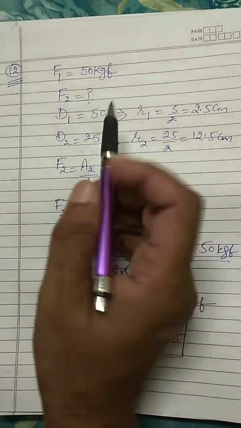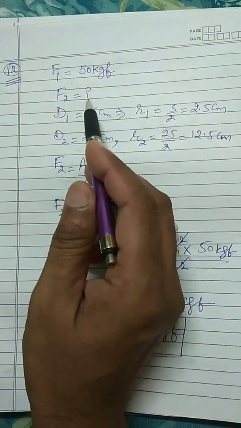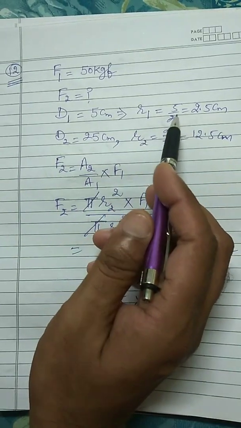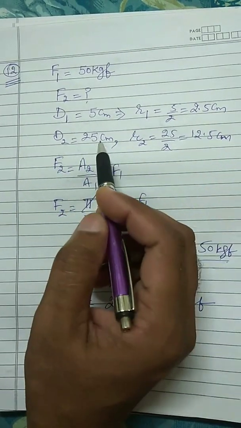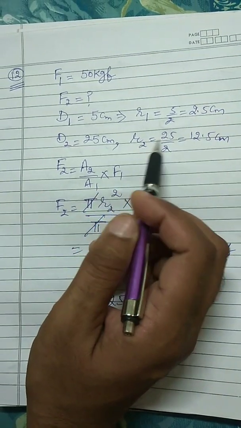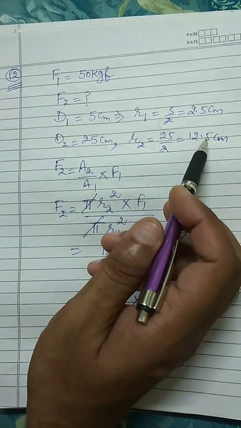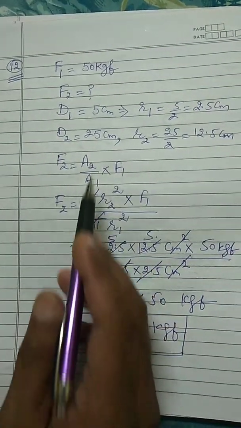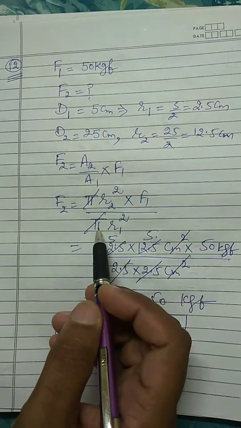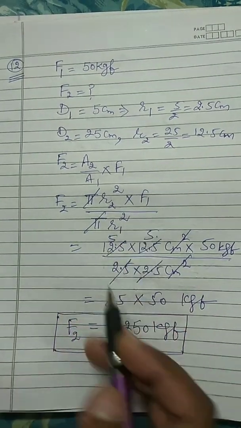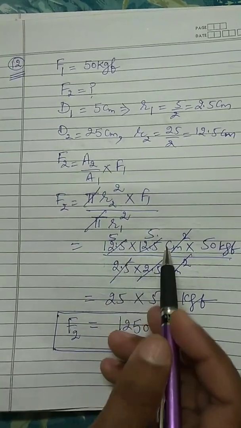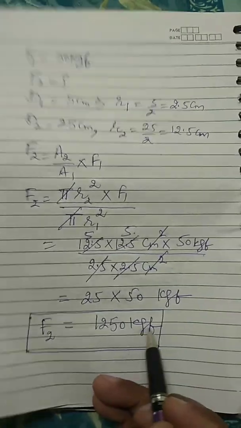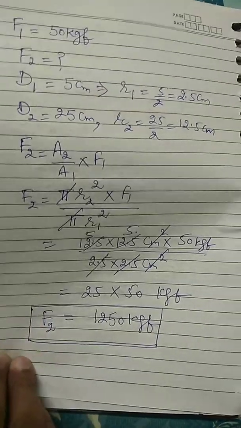In the 12th numerical, F1 is 50 kgf, F2 we want to find. D1 is 5 centimeter, again the radius is half of that, 2.5 centimeter. D2 is 25 centimeter, so radius R2 will be half of this, 12.5 centimeter. Apply the formula, F2 is equal to A2 upon A1 into F1. A2 is pi R2 square, and A1 is pi R1 square, into F1. Now pi cancels. By solving, you get 25 into 50, 1250 kgf, and that is the value for F2.